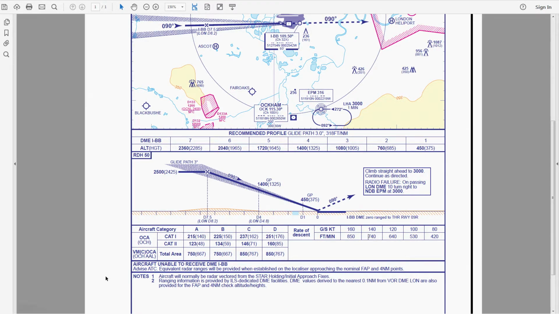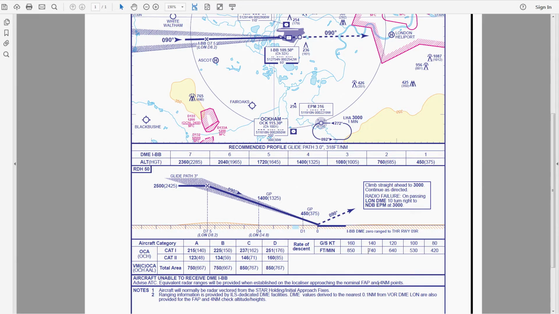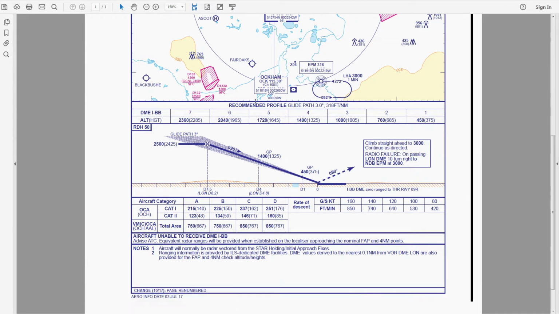Very, very simple. Aircraft unable to receive DME for India Bravo Bravo, advise ATC, they will give you radar ranges. So they'll tell you where to be when you're established on the localizer and approaching the nominal final approach point and 4 nautical mile point. Very easy. Lovely.